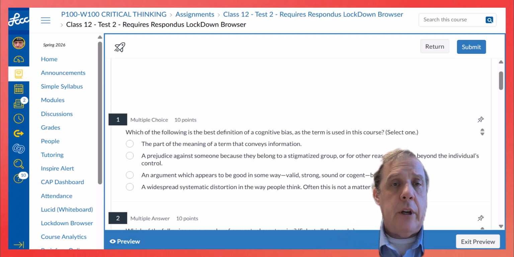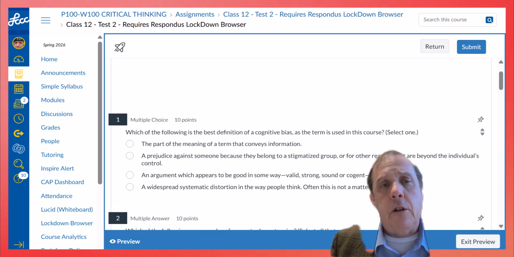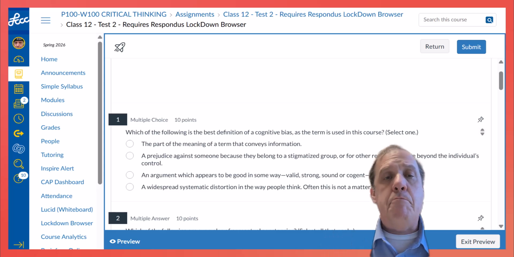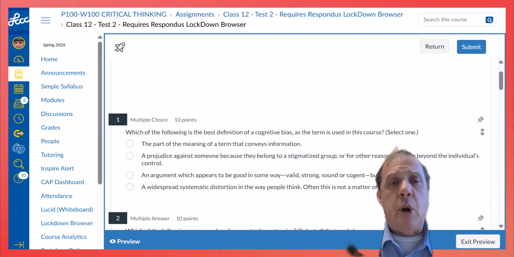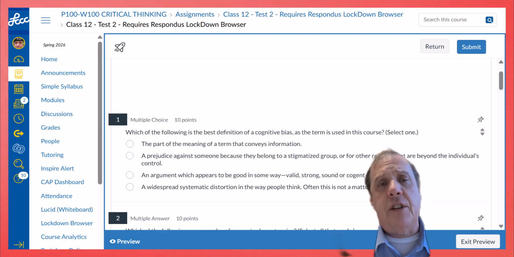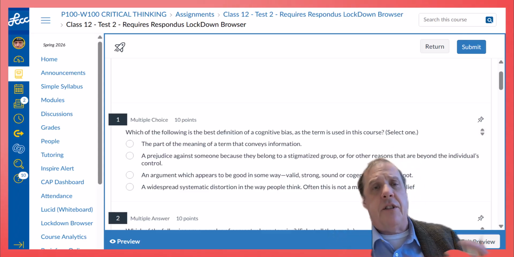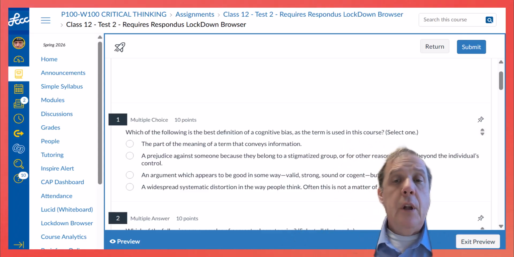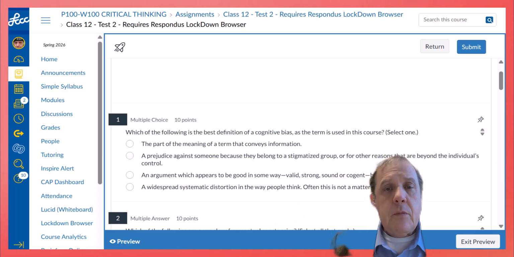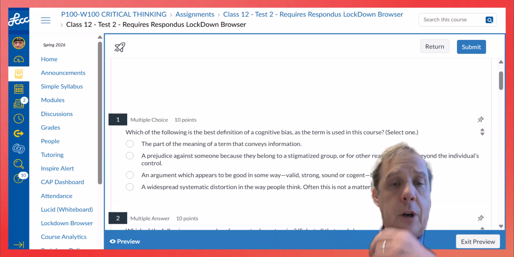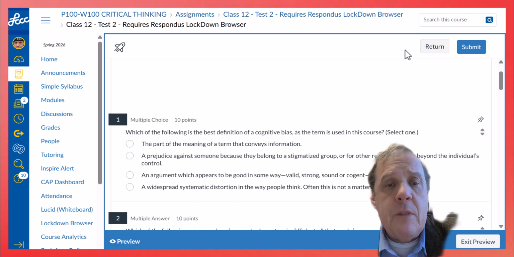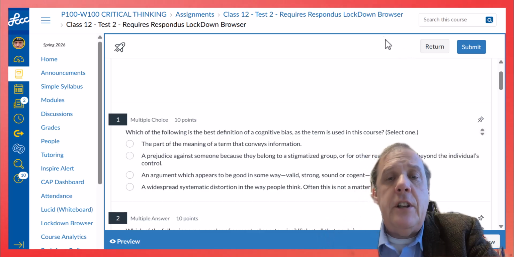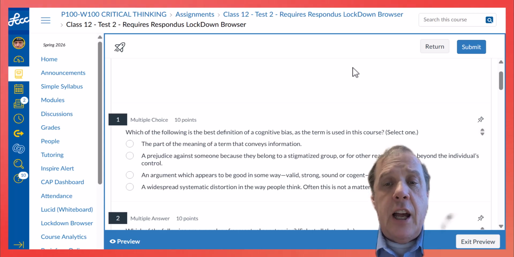We cover perception and memory, and then in the traditional philosophical approach to critical thinking, we talk about arguments by analogy. We also talk about burden of proof and some other fallacies associated with presumption, such as circular reasoning. So let's just run through these. The first few questions are multiple choice, either select one or select several, as before. First question says, which is the best definition of a cognitive bias as the term is used in this course?